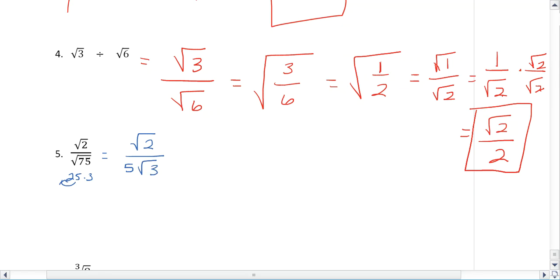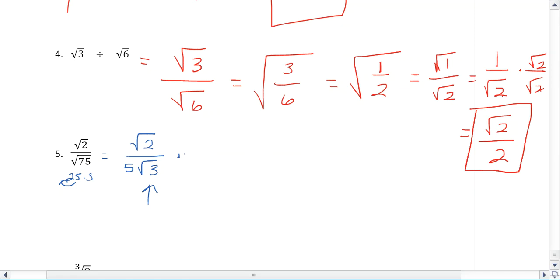So now instead of multiplying by the square root of 75 over the square root of 75, all I have to take care of is the square root 3. Now you don't have to do anything with the 5. A 5 is perfectly fine to have in the denominator. So just keep it. It's cute. Just let it sit there.